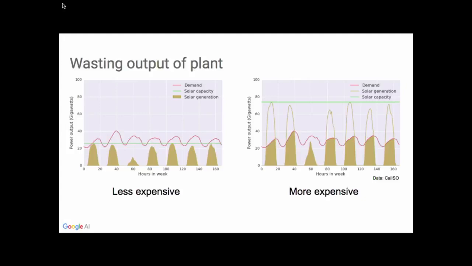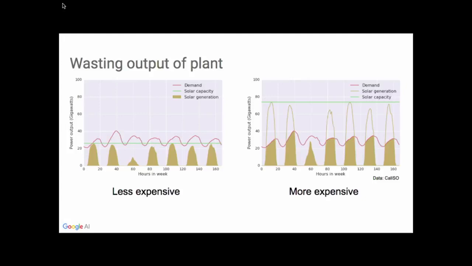In this case, the utility can choose to have the capacity of their solar farms be about the same as the daily demand. And that's good, and you have inexpensive solar generation because all of those solar joules are being used. The trouble is, there's a gap between the solar generation and the demand, so you have to fill that in with something else, like fossil fuel. So that's not so good. So you might want to decrease the amount of carbon in your grid by increasing the amount of solar.